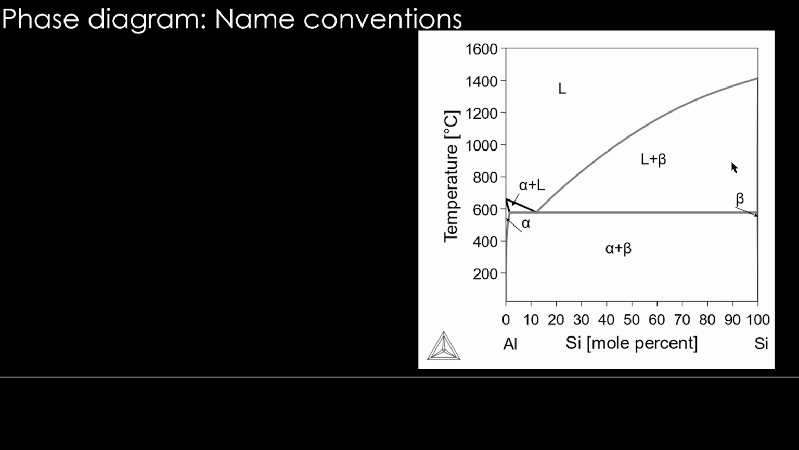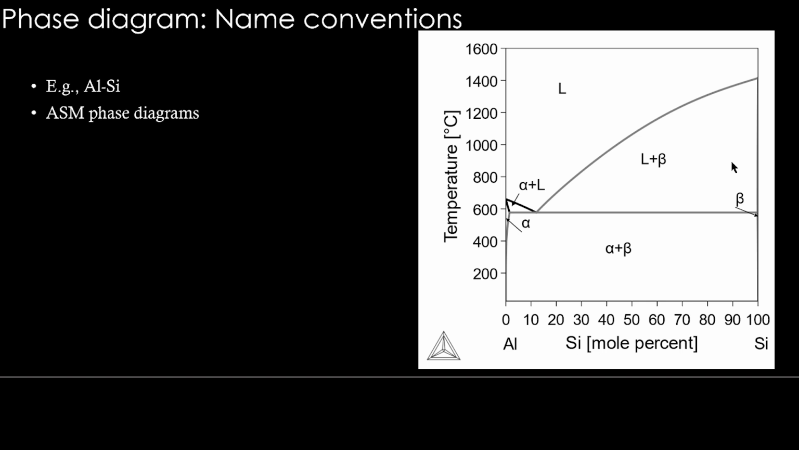Now let's see some name conventions. This is extremely important because as we go along, we may be seeing different conventions. You should not be confused with all that. So this slide is especially for that. Now this is the diagram we have been seeing till now, calling the phases alpha, beta, liquid and all, in the aluminum silicon system.